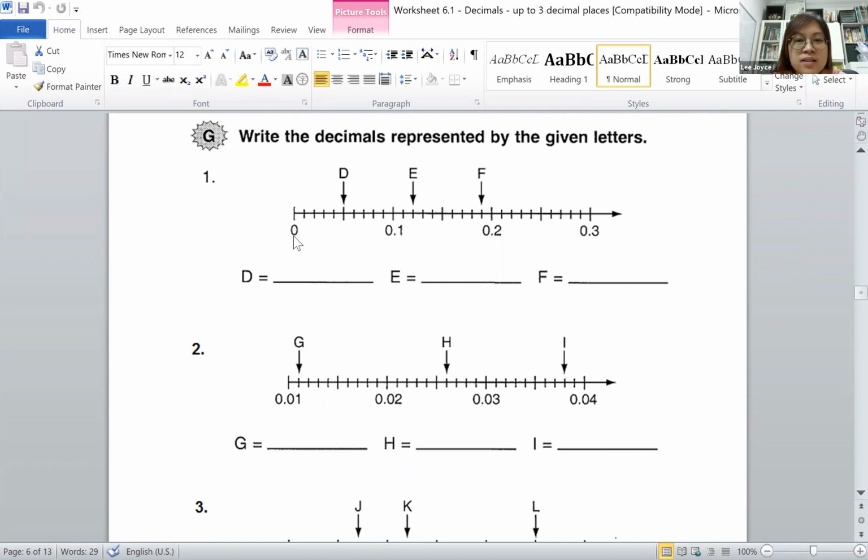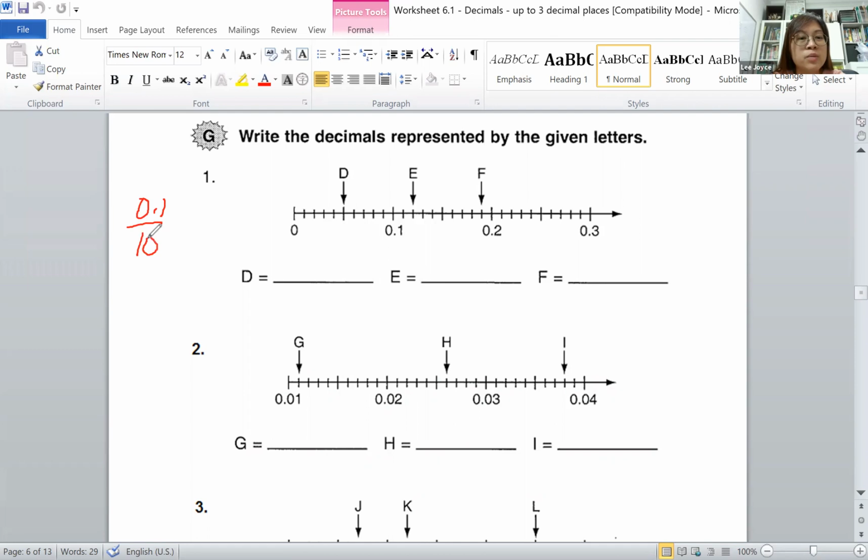You see, from 0 to 0.1, how are we going to assign the small, tiny divisions here with a smaller decimal? Actually, from 0 to 0.1, each division will represent 0.01 because there are 10 divisions, 10 parts. So you take 0.1 divided by 10 parts, which becomes 0.01.